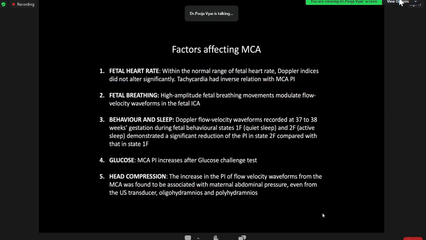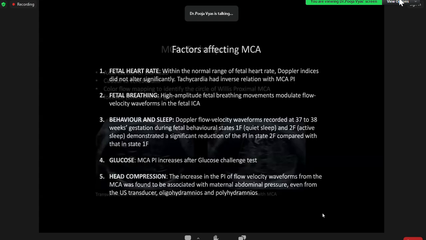Now, factors affecting MCA are fetal heart rate, breathing, behavior and sleep, glucose, and head compression. This is very important. If we apply a lot of force while taking the MCA, we are going to get a false low resistance flow. So we have to make sure that we are not using a lot of compression while taking the MCA.